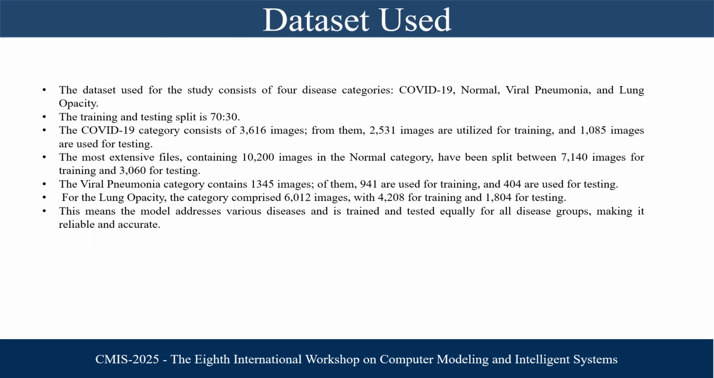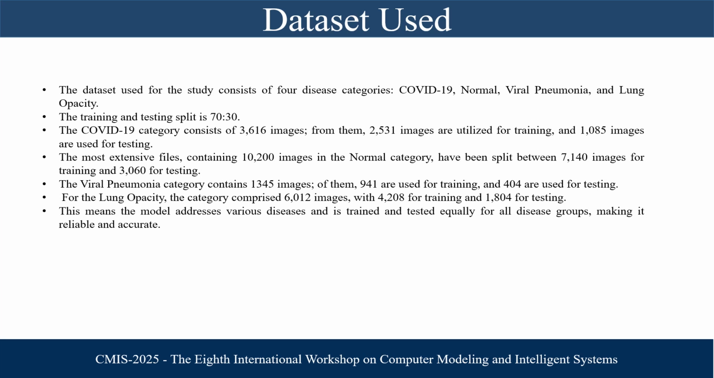If I discuss the dataset which I have used, the dataset for this study consists of four categories: COVID-19, normal, viral pneumonia, and lung opacity. I have split training and testing 70:30. Here, the COVID-19 category consists of 3,616 images, out of which 2,531 images are utilized for training and 1,085 images for testing. The normal category consists of 10,200 images, out of which 7,140 images are used for training and 3,060 for testing.